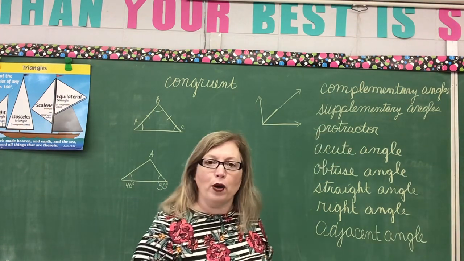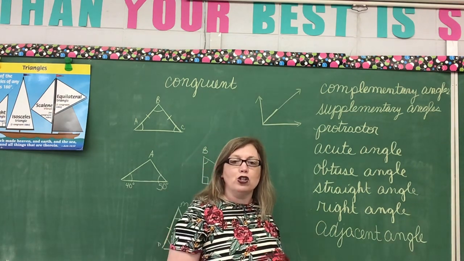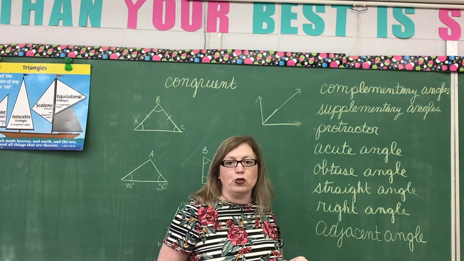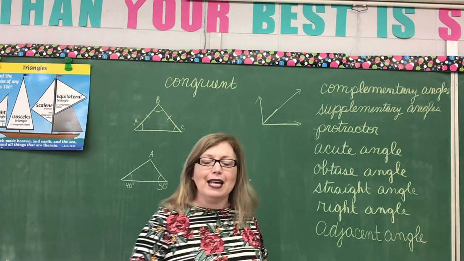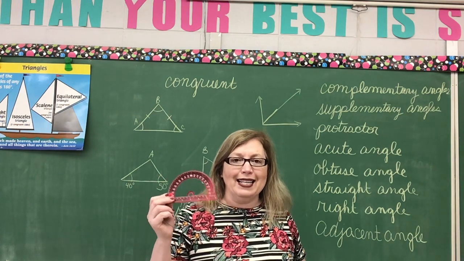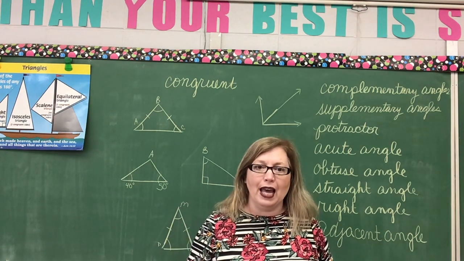What is a protractor? The protractor is the tool that we use to measure an angle. Then we have acute angles. Acute angles are any time when we use our protractor, we measure the angle, it is less than 90 degrees. It is an acute angle.